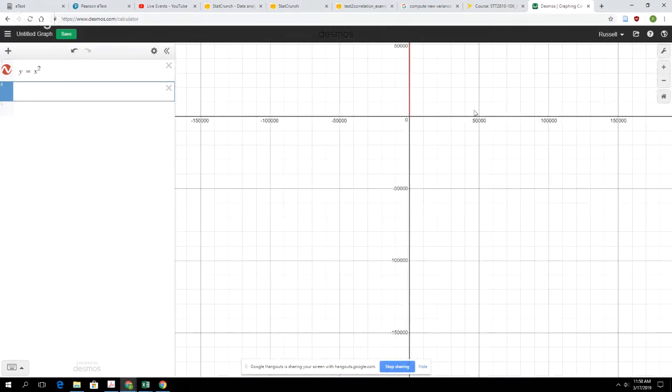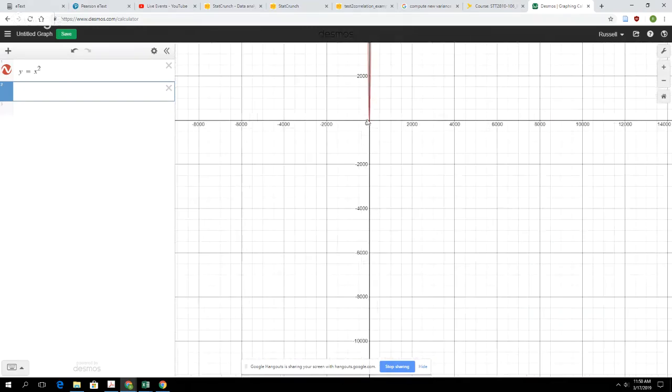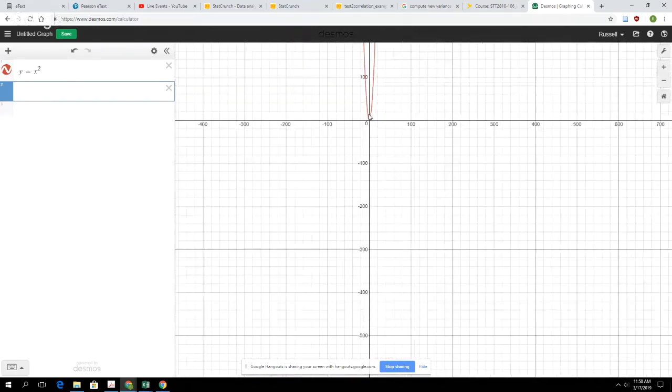Zoom squared. Okay, this will make a little more sense now.